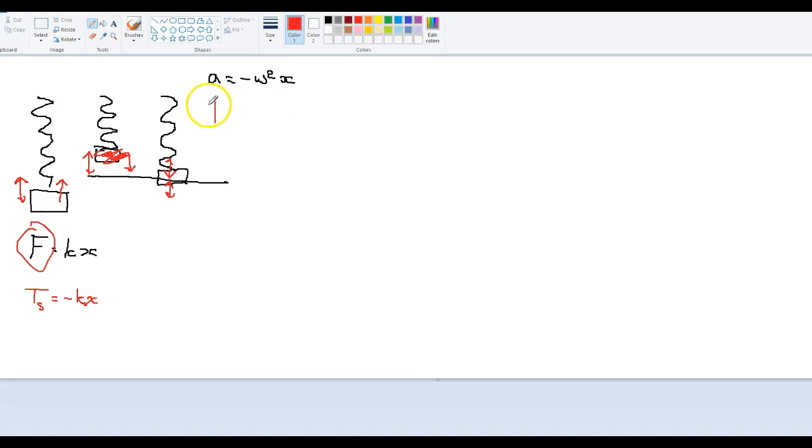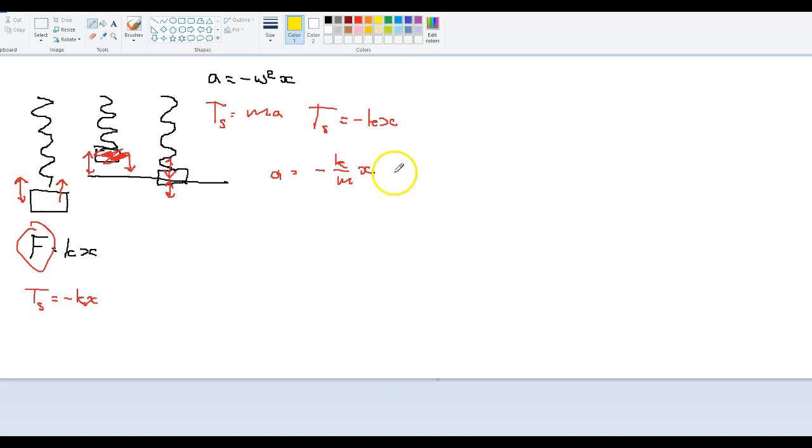Newton's second law says that that force, the tension, is equal to mass times the acceleration. So setting these two equations equal to each other, using a as the common factor, and using the tension in the spring as minus kx, what we'll find is that acceleration is equal to minus k over m times x.